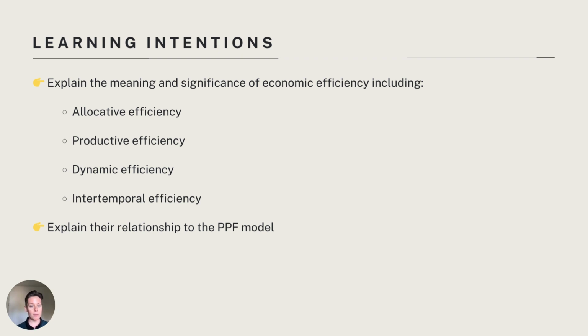For this lesson, we want to be able to explain the meaning and significance of economic efficiency, and that includes allocative, productive, dynamic, and intertemporal efficiency. And then what we're going to do with them is explain their relationship to the PPF model, okay?